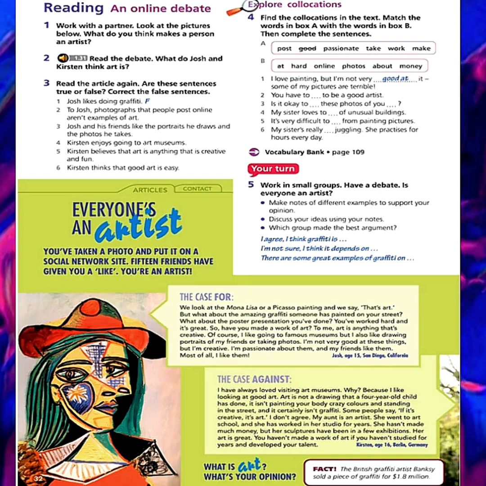Student Book, page 32, Reading. An Online Debate. Section 1. Work with a partner. Look at the pictures below. What do you think makes a person an artist? Section 2. Go ahead and listen to the debate. What do Josh and Kirsten do? What do they think art is?